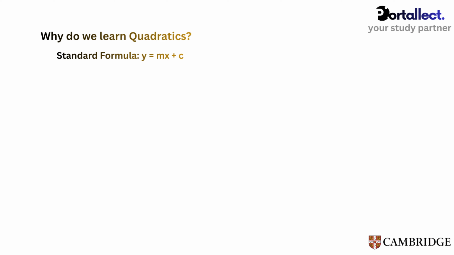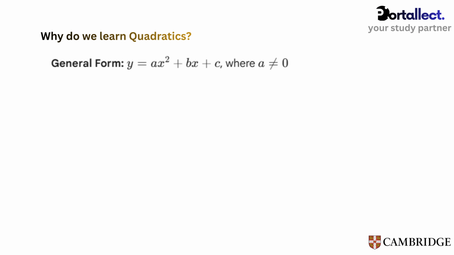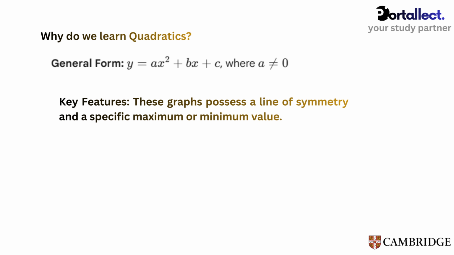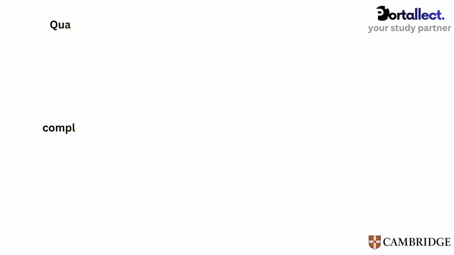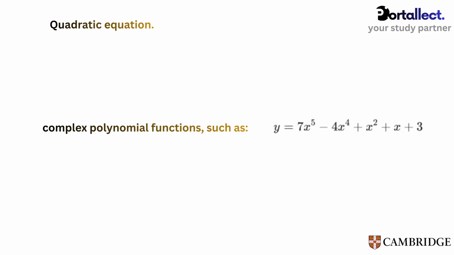Quadratic functions are different. They take the form y equals a times x squared plus b times x plus c, where a is not 0. These functions have unique properties like a line of symmetry and a specific maximum or minimum value. Studying quadratics is a bridge to more advanced mathematics. It helps us eventually understand complex functions like y equals 7x to the power of 5 minus 4x to the power of 4 plus x squared plus x plus 3.